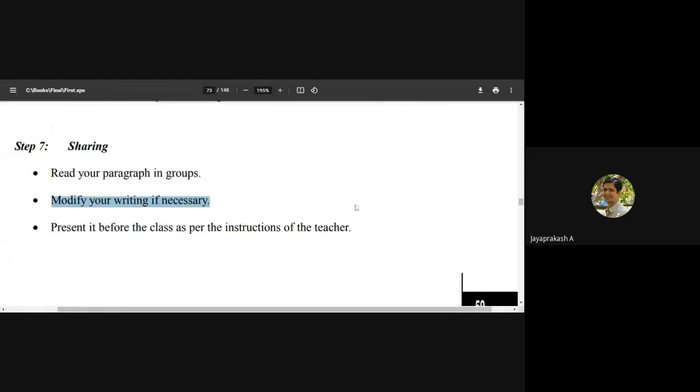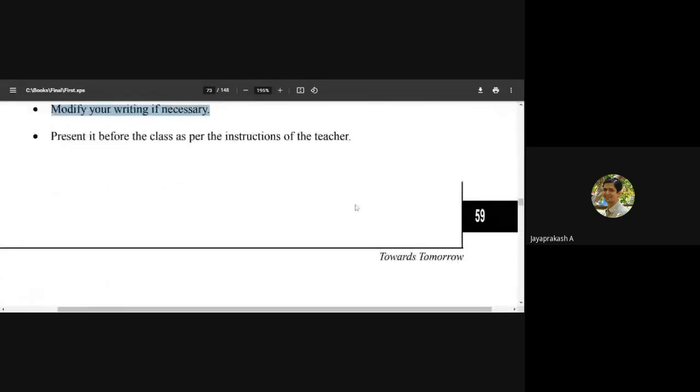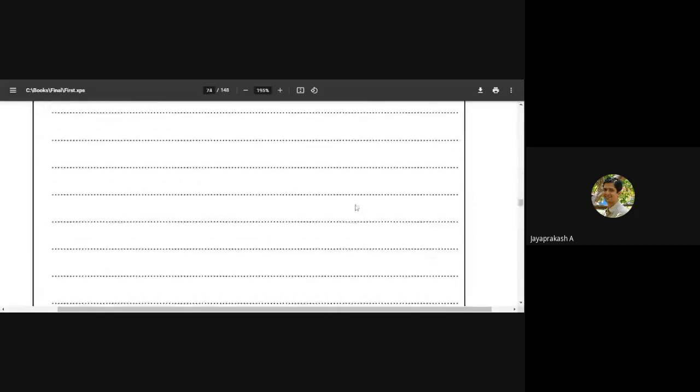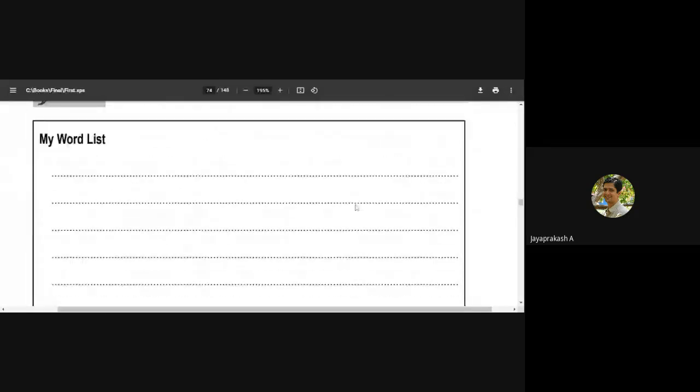So that brings us to the end of the chapter, as well as the end of the module. At the end of every module, we have a page called My Word List. These are the spaces provided at the end of every module. What you can do is write down the new words that you have learned in this module and their meaning. So it helps us to pick up new words. For example, you learned the word jargon. You can write it down. What is the meaning of the word jargon?